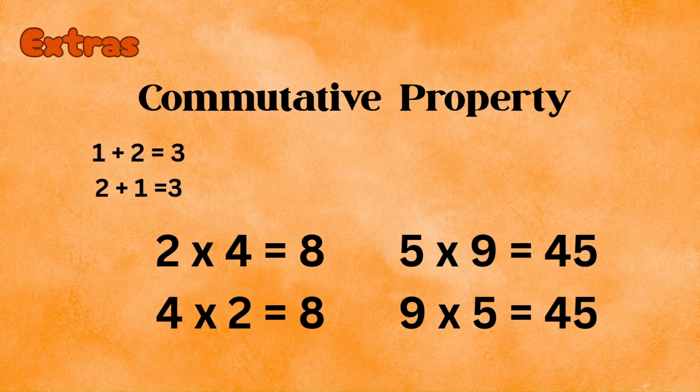Now we're going to go over some extras. First, we have commutative property. If we go back to addition, we know that 1 plus 2 equals 3 and 2 plus 1 equals 3. It doesn't matter the order of the numbers, they both equal 3. This works in multiplication as well. So 2 times 4 equals 8, and 4 times 2 equals 8. 5 times 9 equals 45, and 9 times 5 equals 45.